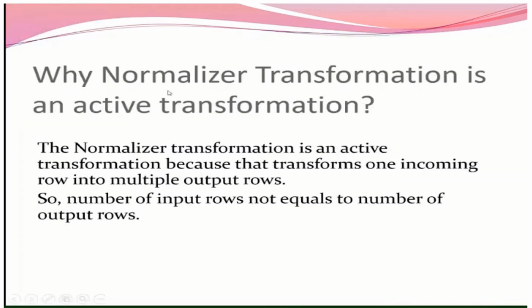This is the most important interview question: why is the normalizer transformation an active transformation? The normalizer transformation is active because it transforms one incoming row into multiple output rows. So the number of input rows does not equal the number of output rows. That's why it is an active transformation.